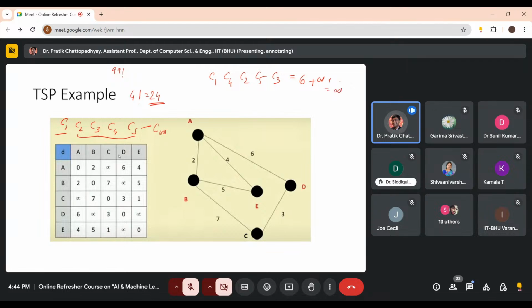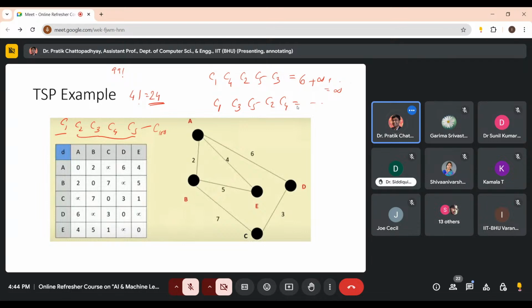So likewise, we can consider another ordering of the cities. Let's say from C1 you go to C3 first, then C5, then C2, then C4, then come back to C1. So we will get some number here which represents the distance that I will travel if I follow this ordering.